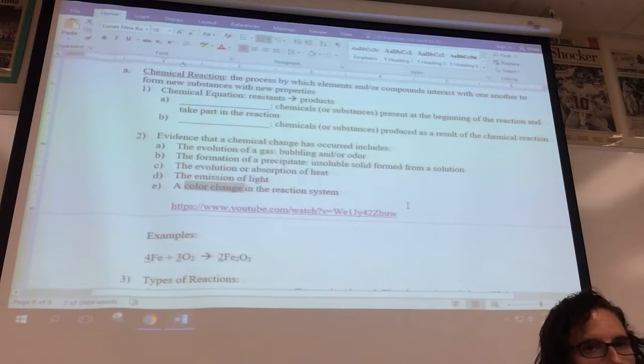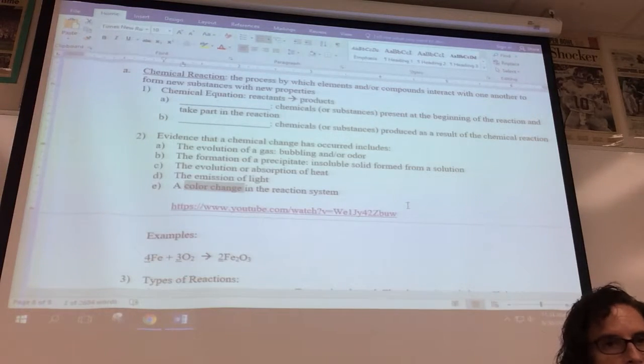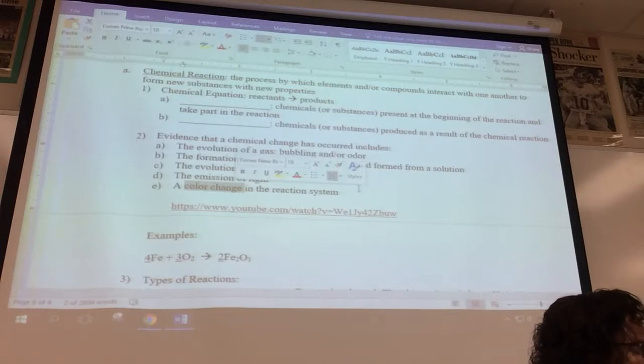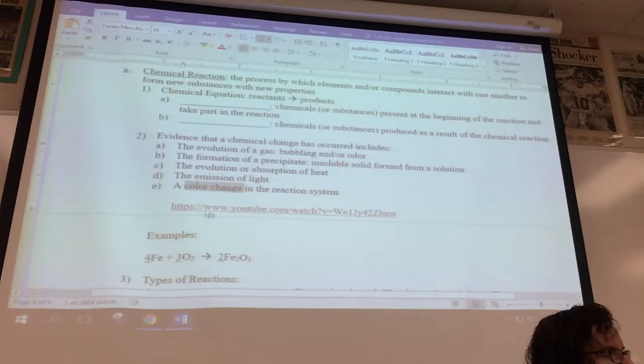Now be very, very careful. Color is a physical property, but a color change is evidence that a chemical change has occurred. That's a tricky concept. Let's take a look at the following video. You have this in front of you, and you'll be able to see examples of this type of evidence.